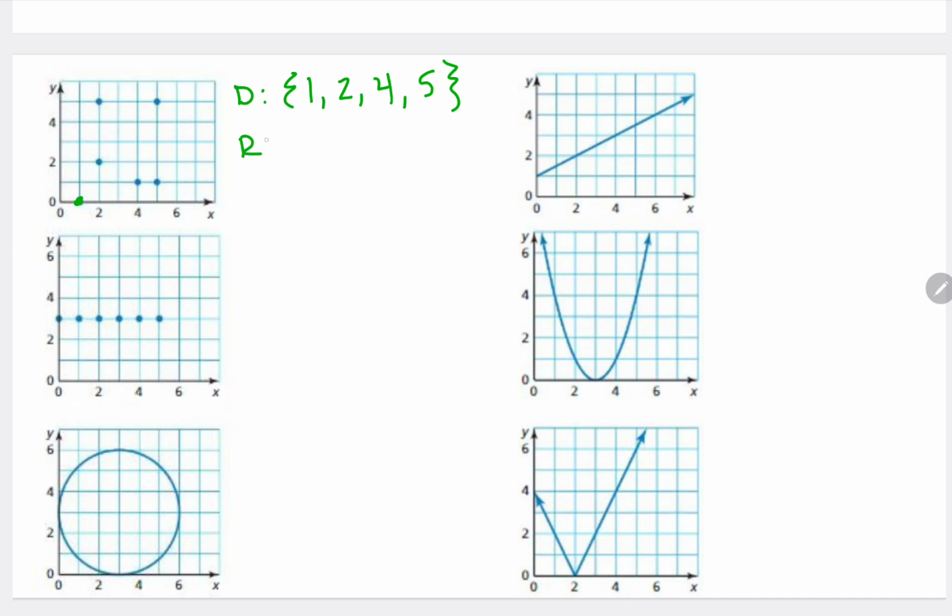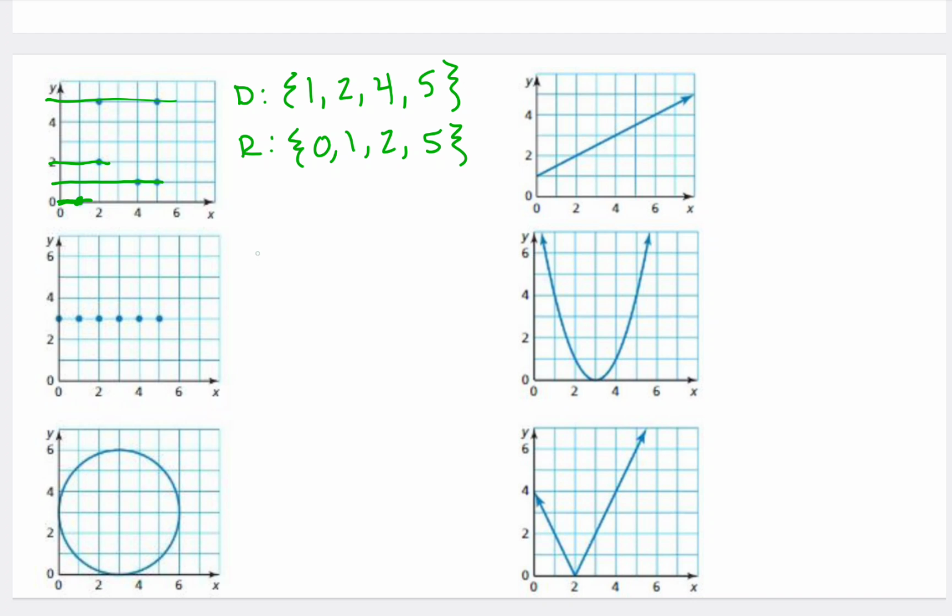For my range, I'm looking at my y values now. So I'm going to start at the bottom. There's a point down here at 0. There's 2 points here at 1. Point at 2, and 2 points up here at 5. And I'm listing my points. I'm not writing an inequality or interval notation because it's not a continuous graph. So we only want those numbers to be included.